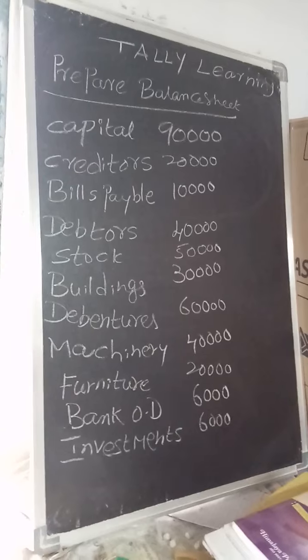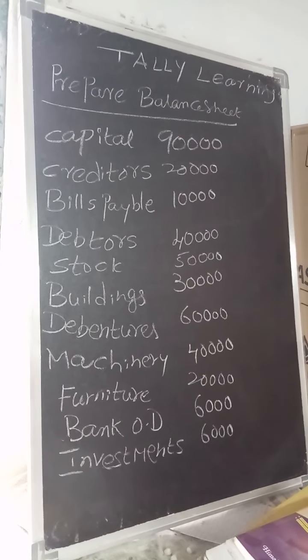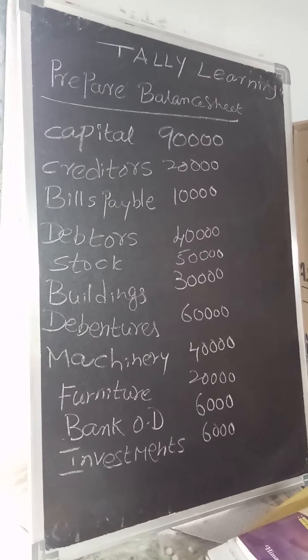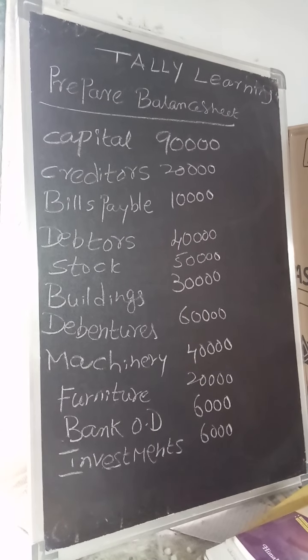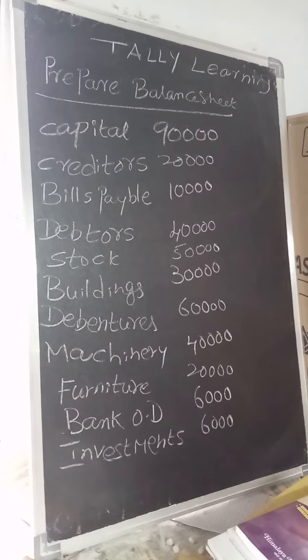Capital, creditors. You copy, my dear students, please. Bills payable, debtors, stock, buildings, debentures, machinery, furniture, bank overdraft, investments.